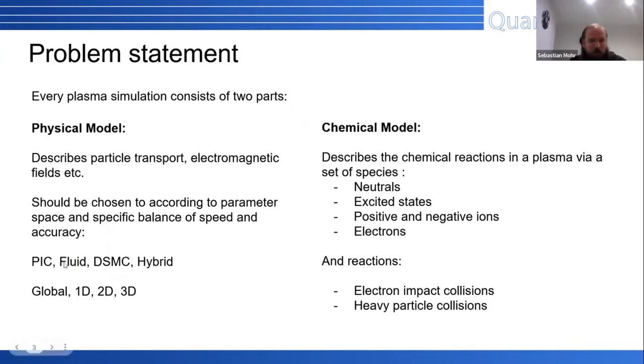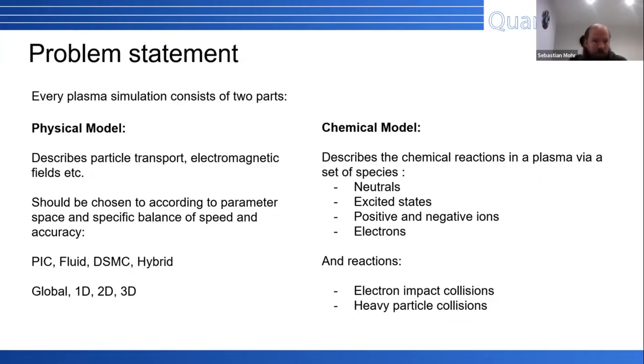And commonly used is the fluid approximation, which is faster, but where you lose some information. So for some process parameters, doing a fluid simulation is good enough. For others, you might need the more accurate PIC simulations, or there are also hybrid simulations, which combine different approaches, for example, for different species types.